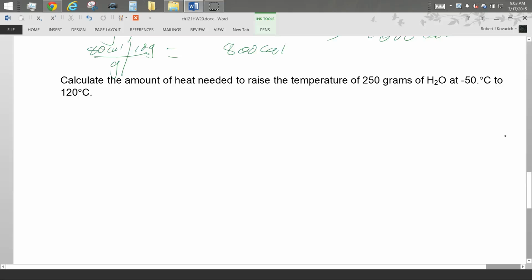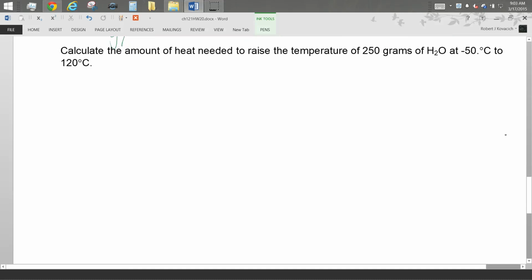Okay, so I've got a chunk of ice at negative 50 degrees Celsius, and I want to take it up to 120 degrees Celsius. So this is a heating curve problem, right? It's one of these up, flat, up, flat, up. And this is temp, and then this is heat added. So I've got this negative 50 degree chunk of ice. What do I need to do to it first if I wanted to get it up to 120 degrees?